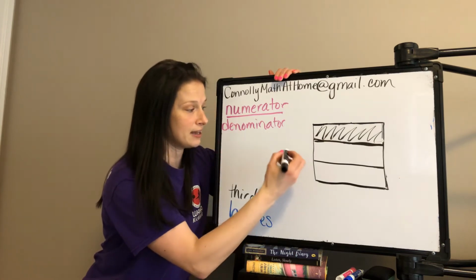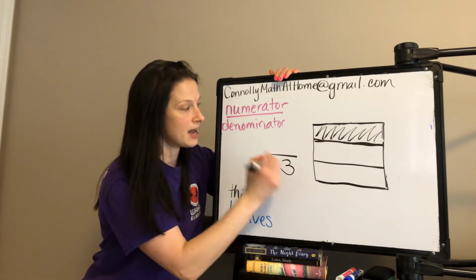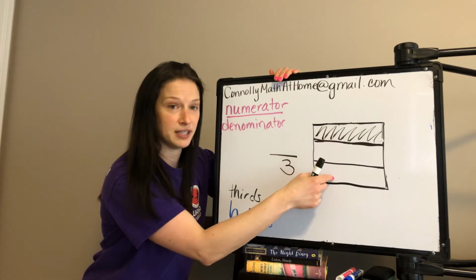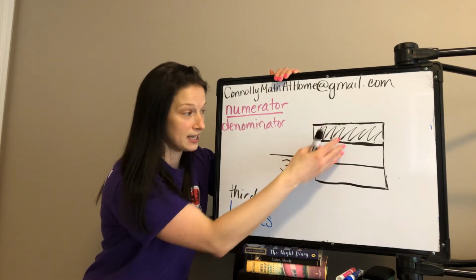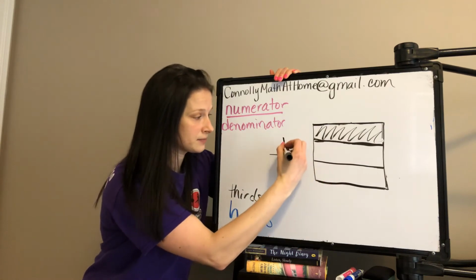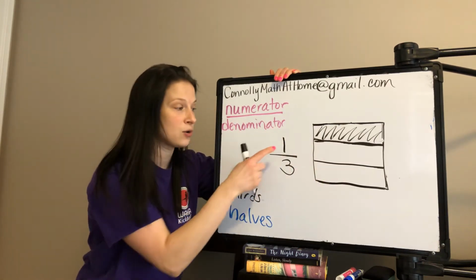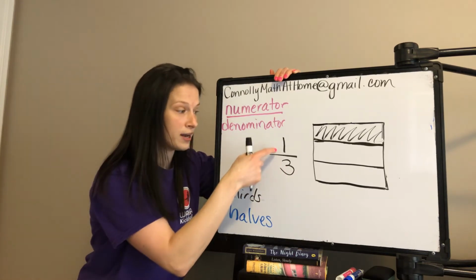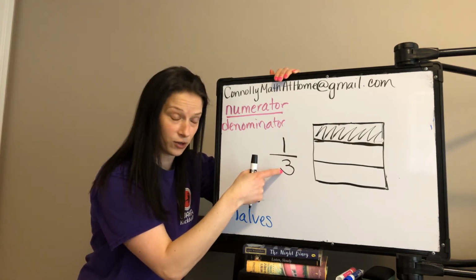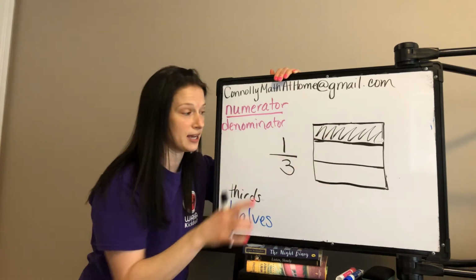And how do I write that? Well, I know my denominator represents the total number of pieces, and I know my numerator represents how much I'm taking out of those total pieces. And how do we read this? 1/3. 1 out of 3 pieces that are equal is how much each person gets. 1/3.